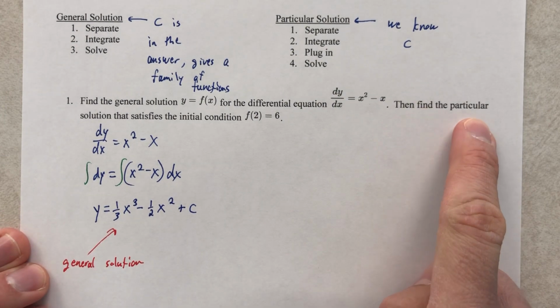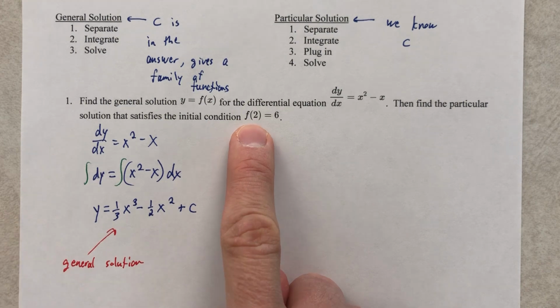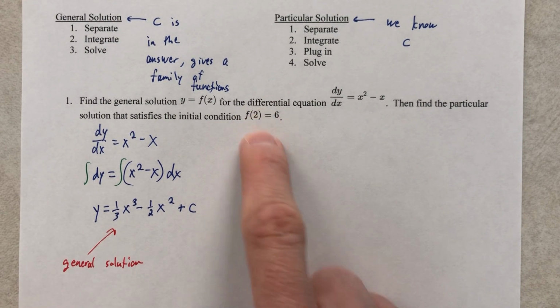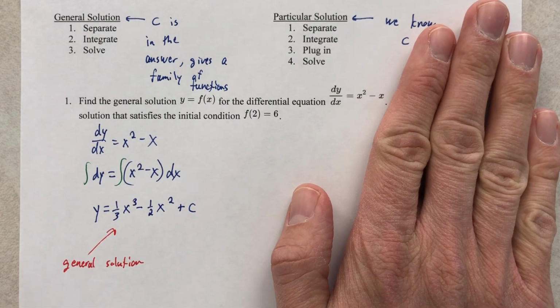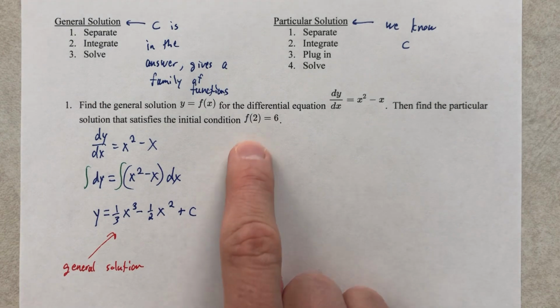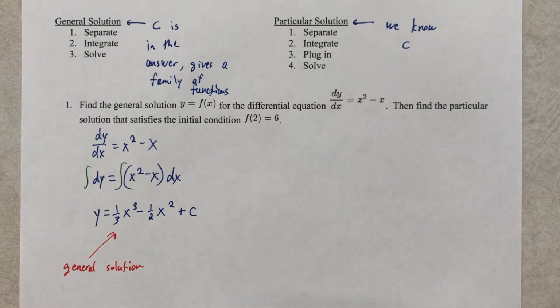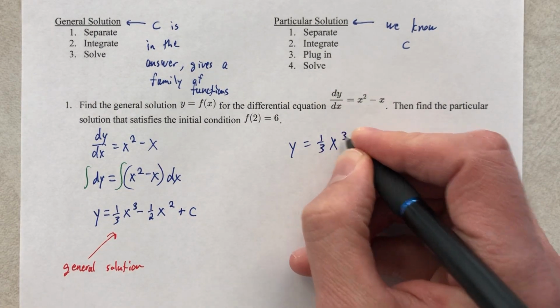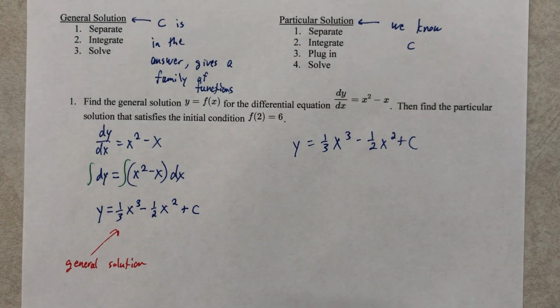Okay, now we'll read the second sentence. Then find the particular solution that satisfies the initial condition f of 2 equals 6, meaning we now know enough information to find c. So first sentence, I don't care about c. Second sentence, I now know enough to find out what c is. So there's no need to redo the whole thing. We're going to start here at this step, and we're going to find c.